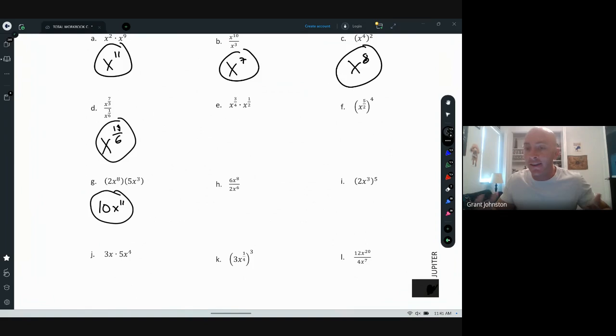So you don't add the coefficients. It's still a multiplication problem. You multiply those coefficients, the 2 and the 5. It's the exponents that you add.